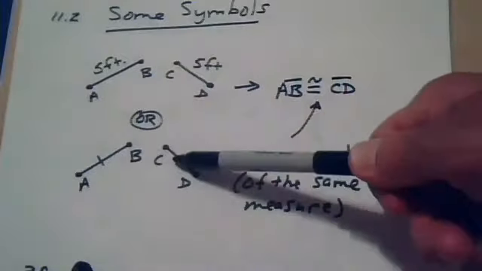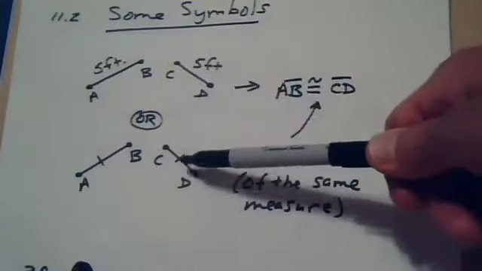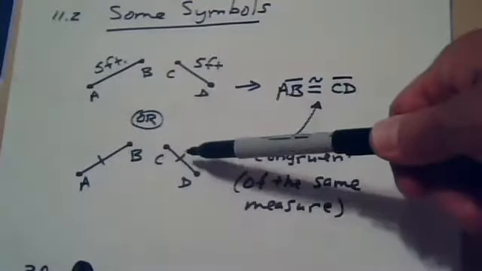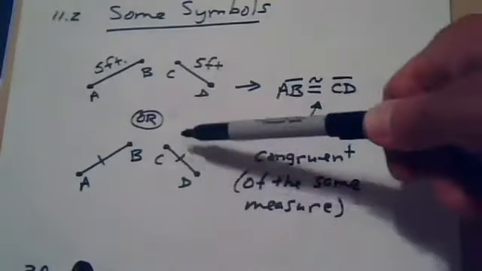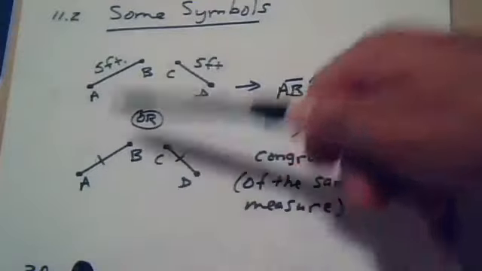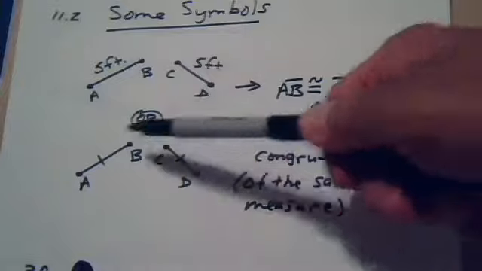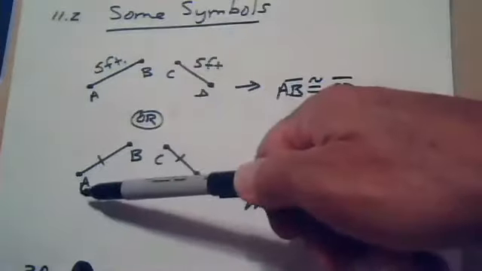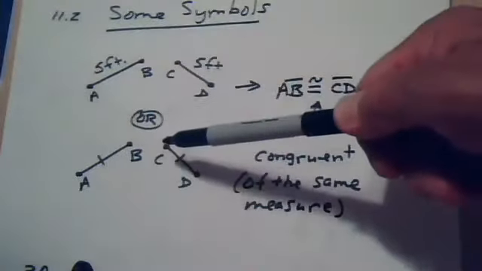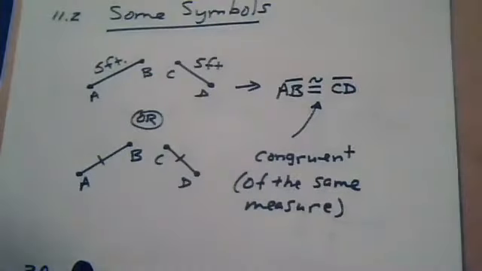This also, without writing the numbers, tells the reader that they have the same measure, the same number of tape marks. If this had 2 tape marks and this one had 1, we would understand they were not of the same measurement. But since they have the same number of tape marks, line segment AB is congruent to line segment CD. They have the same measure.